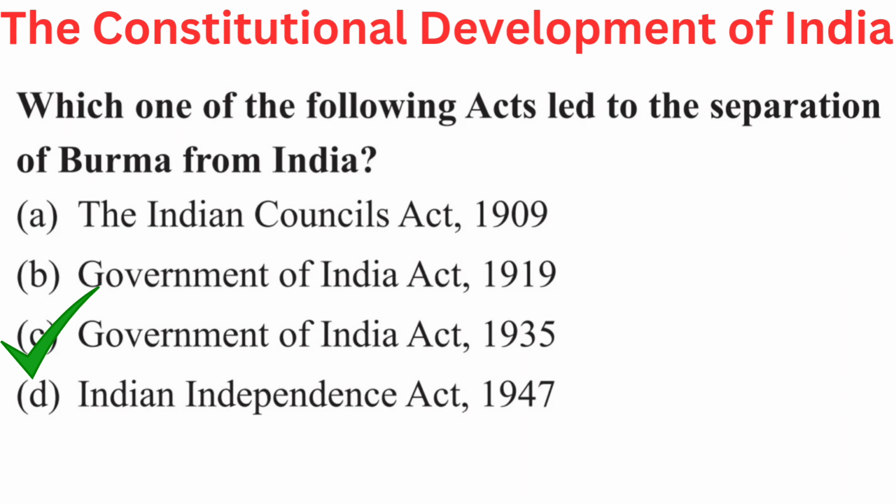Indian Independence Act 1947. Right answer is C. Government of India Act 1935.